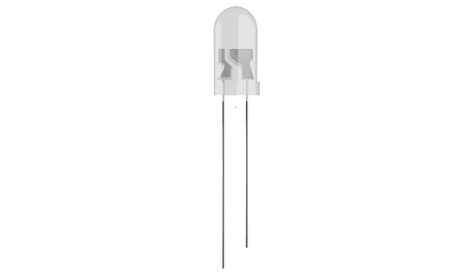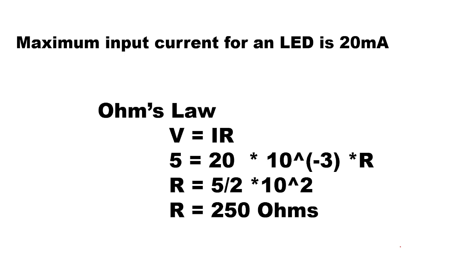So this is a real life LED, and the longer side is the positive one and the shorter side is the negative one. The longer positive one is called the anode and the negative one is called the cathode. So a maximum current an LED can take is 20 milliamperes, which is 20 into 10 raised to the power minus 3.